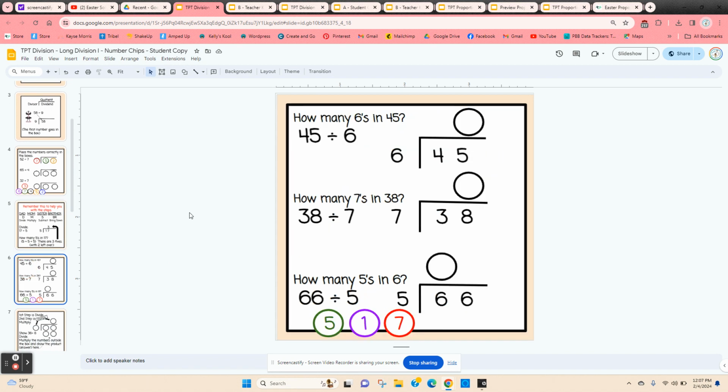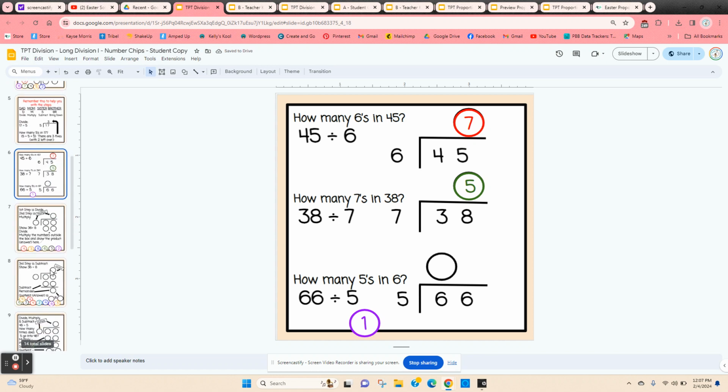students are going to be just doing that very first step, and they only have 3 choices here, so that makes it a little bit easier. 45 divided by 6. Well, 6 doesn't go into 45 evenly, but it will go into 45 7 times with some left over. So they're going to click and hold on the edge of the 7. 38 divided by 7. Well, 7 doesn't go into 38 evenly, but it will go into 38 5 times with some left over, and so on.